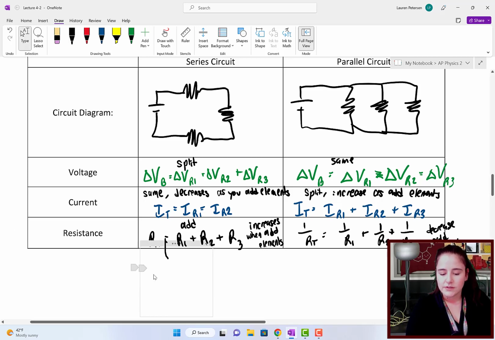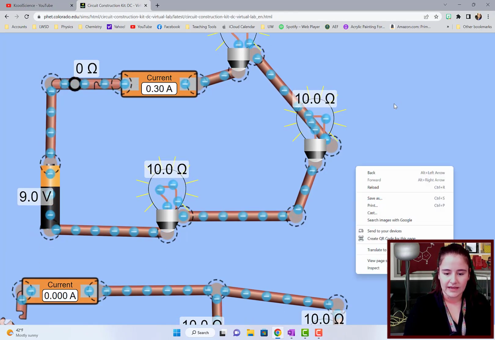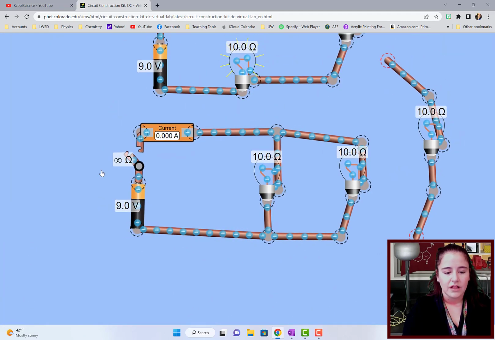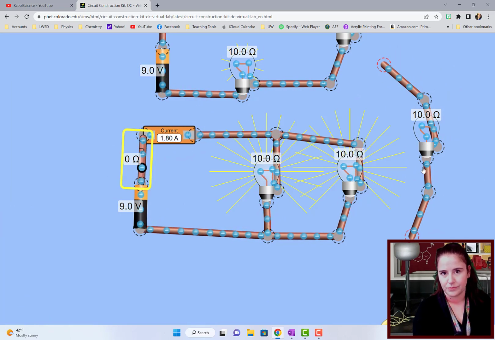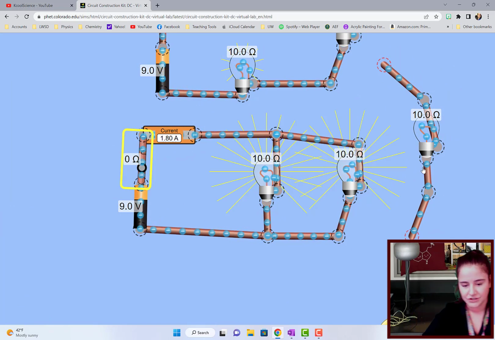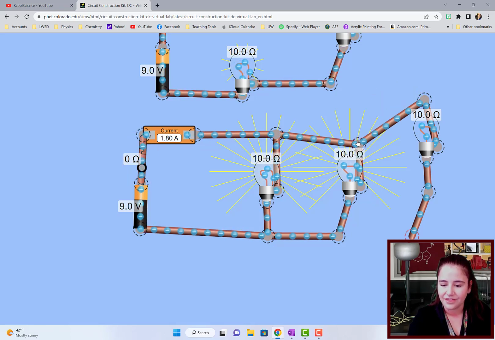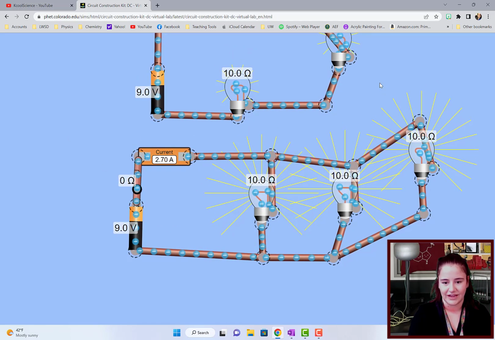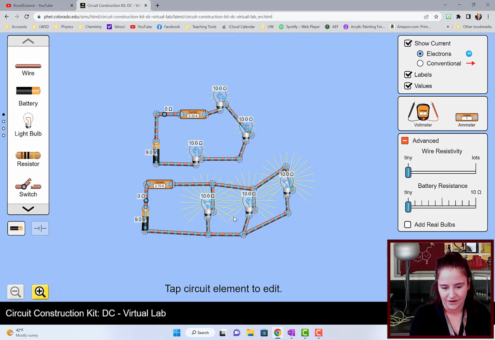So let's look at the parallel circuit in that simulation. In the parallel one, let me close that switch, and we can see automatically the bulbs are much brighter than they were in either of the two series circuits. We have more current going, and if I add another path, that bulb is going to be just as bright and pull more current and increase the total current in the circuit. So you can see the difference between the series and the parallel.